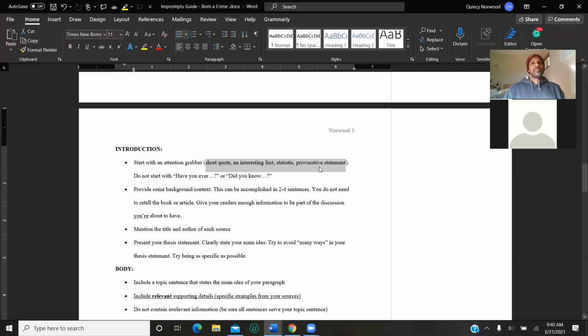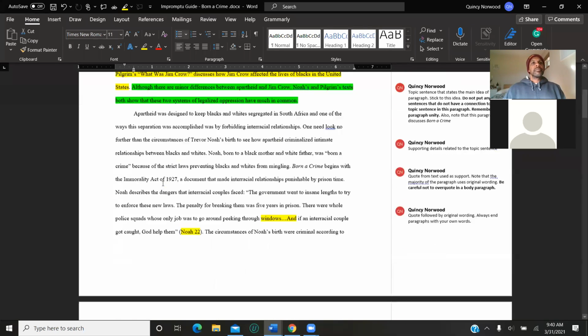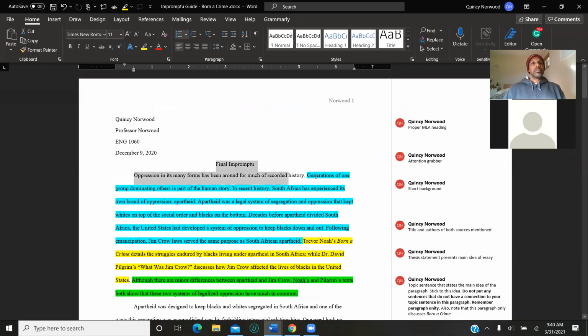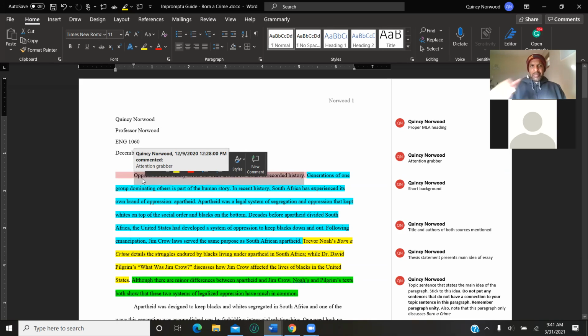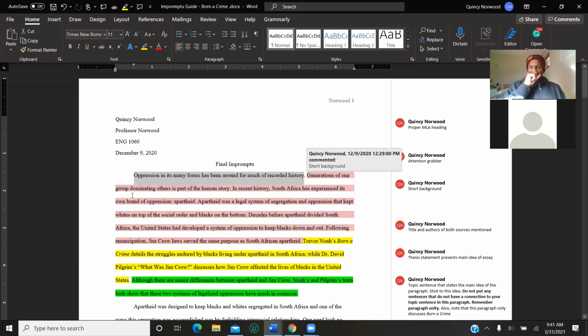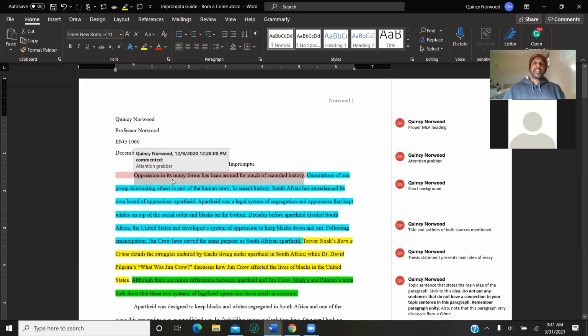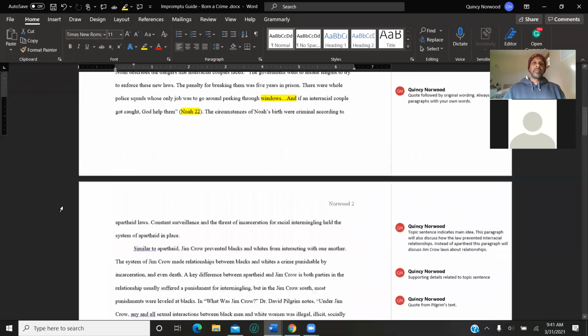Start with one of these, or start like this. Something relatable, right? Statements like this are good because they just keep you going, especially when you have to get something done in a given amount of time. Statements like this get the ball rolling.